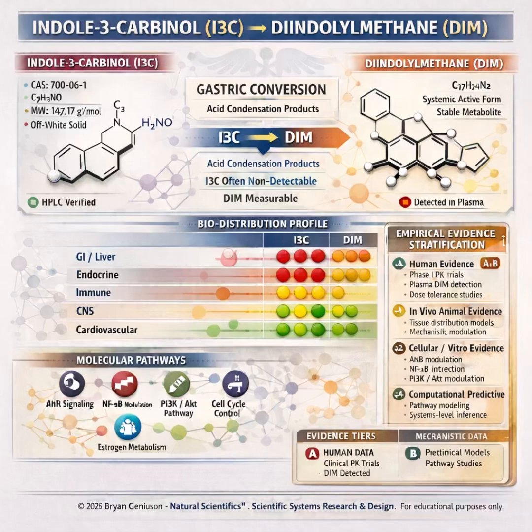From a biodistribution perspective, the strongest physiological engagement occurs along the gastrointestinal and hepatic axis, where transformation and first-pass metabolism take place. Moderate distribution relevance is observed in endocrine-responsive tissues, particularly in the context of estrogen metabolism pathways. Immune and inflammatory signaling domains show mechanistic engagement, though human outcome data remain more limited.